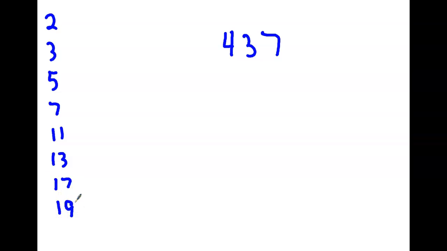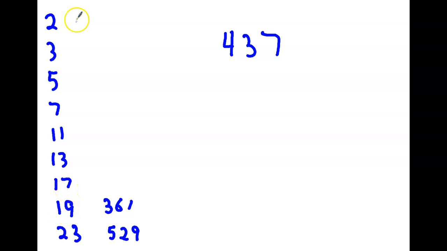So here's a question. When do I get to quit? Well, I happen to know that 19 times itself is 361. That's almost 437. What about the next prime number after 19? Let's see, not 20, 21, 22, 23. So it's 23. And what is 23 times 23? That's going to be 529. Okay, that's over 437. So I can quit when I get to 19. If it's not divisible by 19, then I know it's prime.